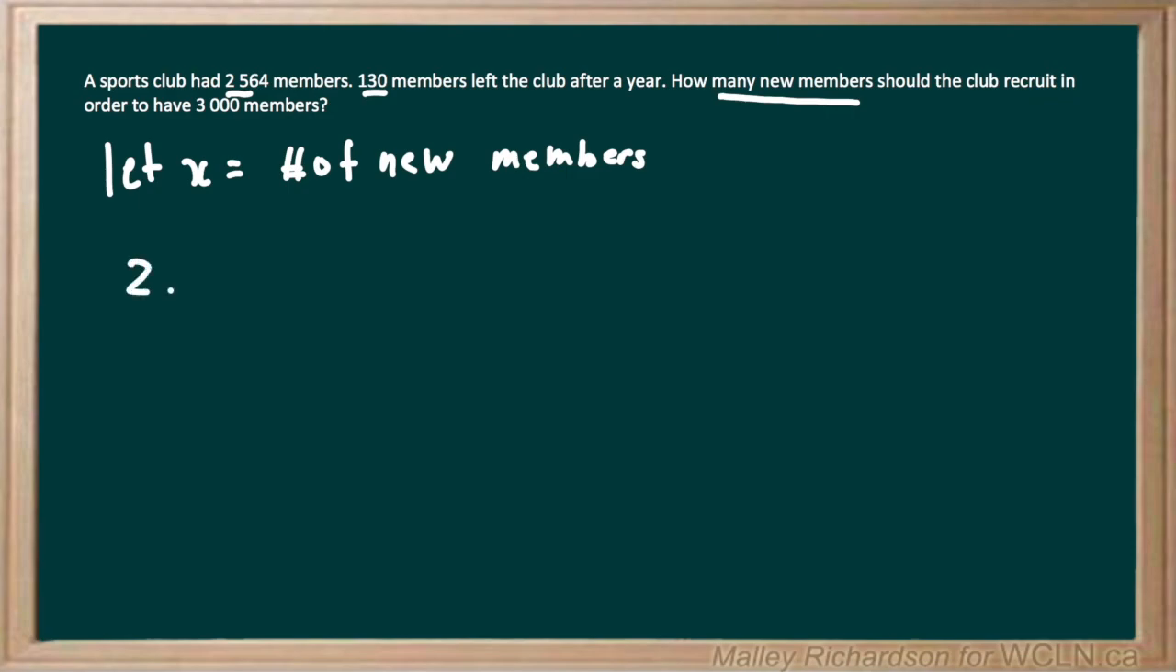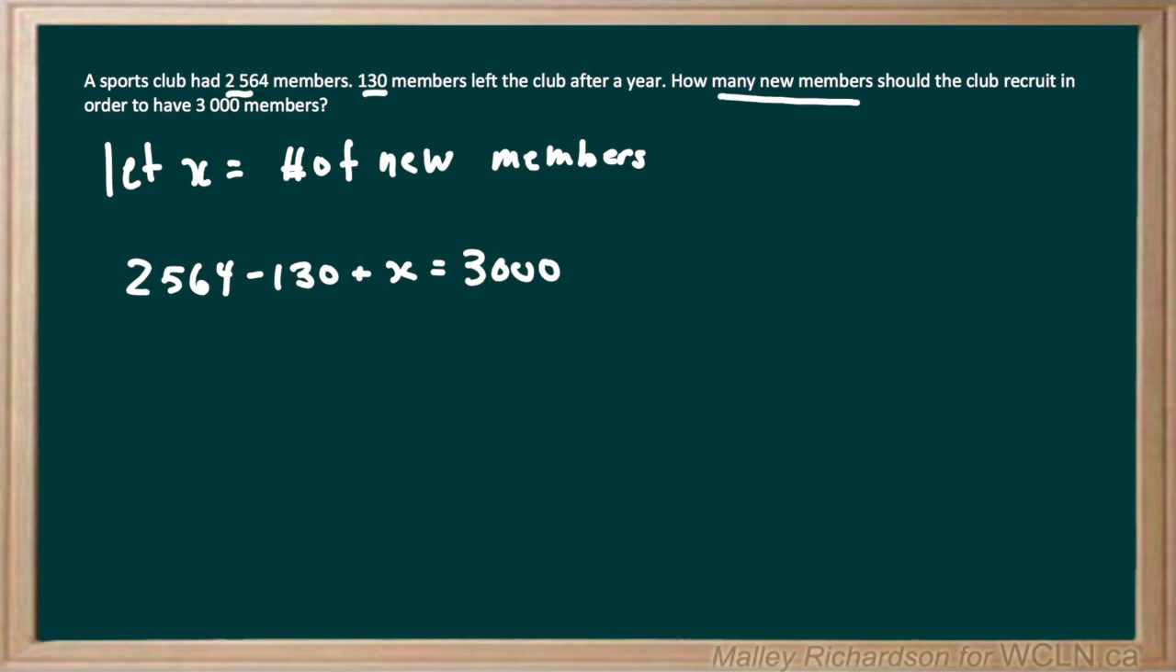Initially, they had 2,564 members, but they lost 130 members. So because they lost members, we're going to have to subtract the number that they lost, which is 130. And then we need to add on the number of new members that the club is going to recruit. So we're going to add on a variable x, and all of that needs to equal a total of 3,000 members.